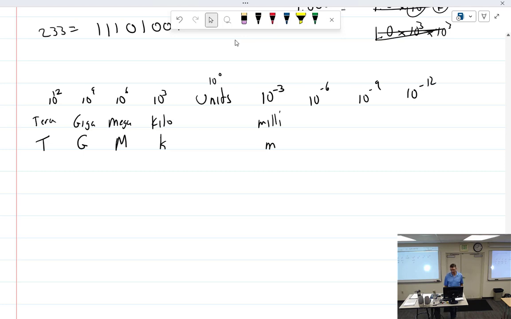All right, so going back this way, we have 10 to the negative 6, which is micro, M-I-C-R-O, which is mu. It's the Greek letter mu, which is kind of a cursive U.